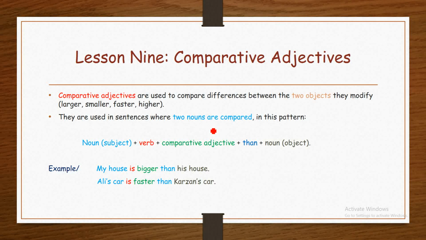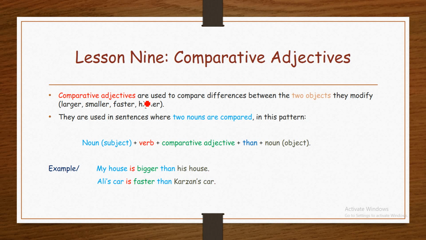Lesson 9, Comparative Adjectives. First of all, what's an adjective? What does an adjective mean? An adjective is a word or a phrase that modifies a noun, or describes a noun.